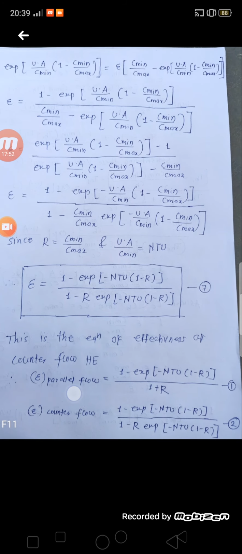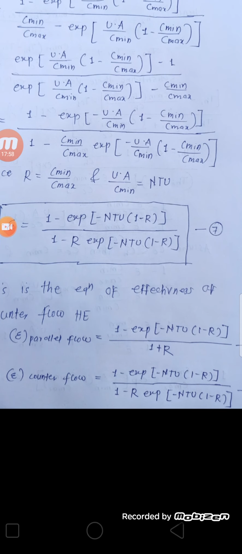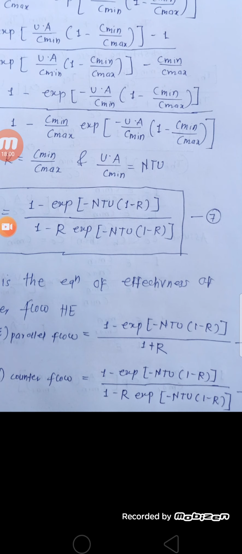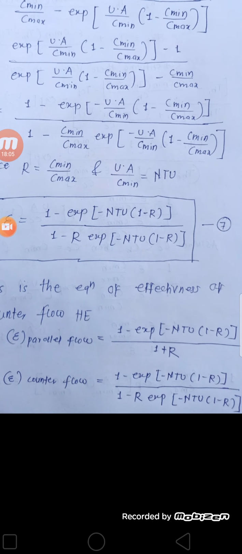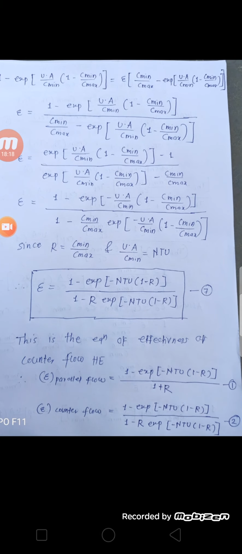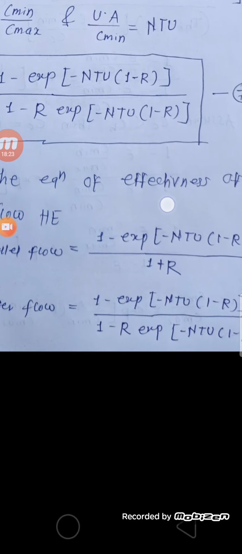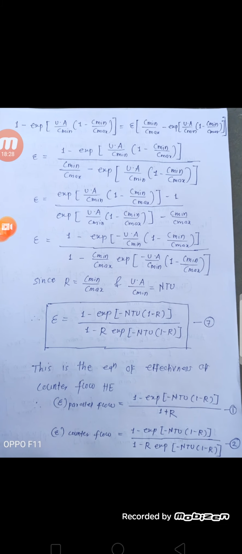So what is the equation of effectiveness of the parallel flow heat exchanger? That is 1 minus exponential of minus NTU 1 minus R divided by 1 plus R. And what is the equation for the effectiveness of the counter flow? That is 1 minus exponential of minus NTU 1 minus R divided by 1 minus R exponential of minus NTU into bracket 1 minus R. So these are the equations of the effectiveness of the parallel flow heat exchanger and the counter flow heat exchanger.